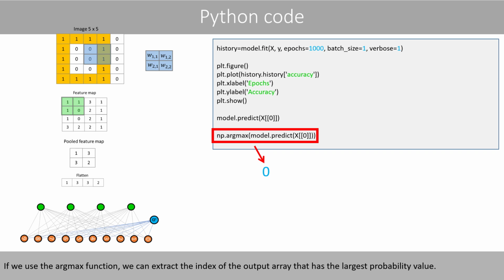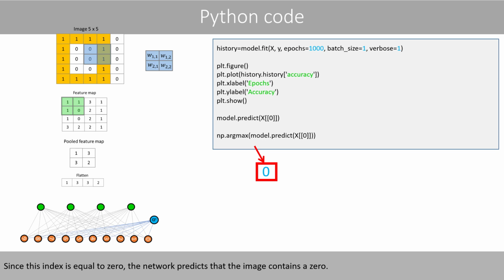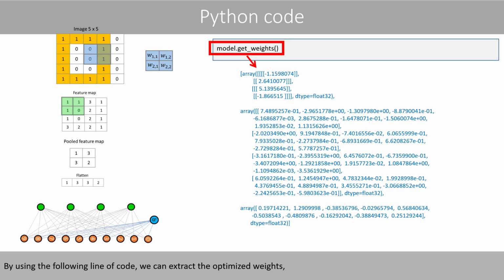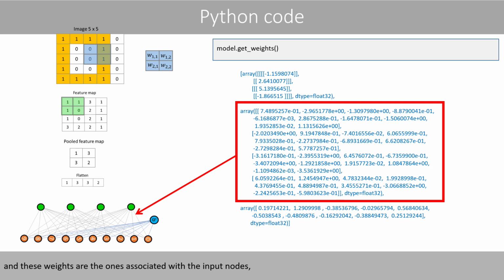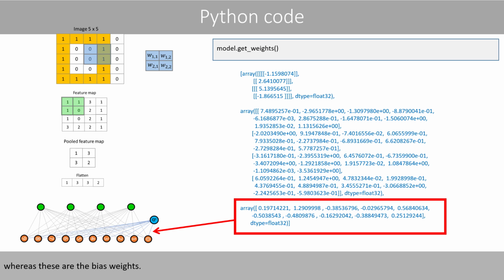If we use the argmax function, we can extract the index of the output array that has the largest probability value. Since this index is equal to 0, the network predicts that the image contains a 0. By using the following line of code, we can extract the optimized weights, where these weights are the ones that are used in the filter, and these weights are the ones associated with the input nodes, whereas these are the bias weights.